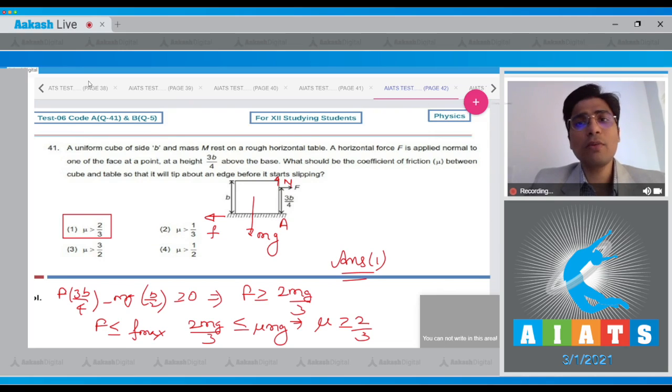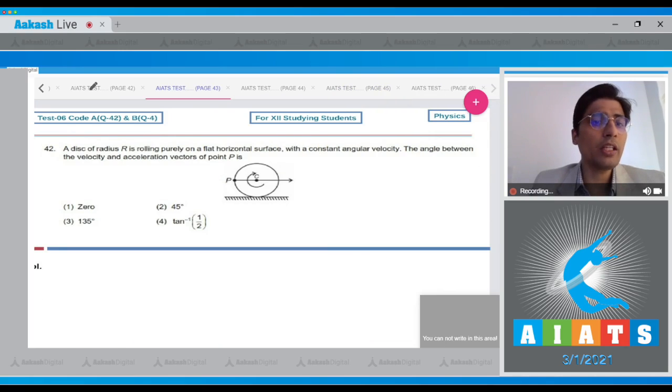Now let us solve the question number 42. In question 42, a disc of radius r is rolling purely on a flat horizontal surface with a constant angular velocity. The angle between the velocity and the acceleration vectors of point P is something that we have to calculate. Now dear student, the velocity here will be due to two components, that is omega r, which will be equal to v, and a rightward v as well due to the center of mass. So the net velocity will be in 45-degree angles direction and the magnitude will be root 2 v.